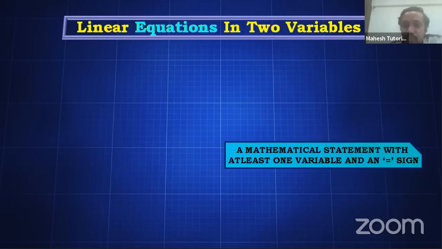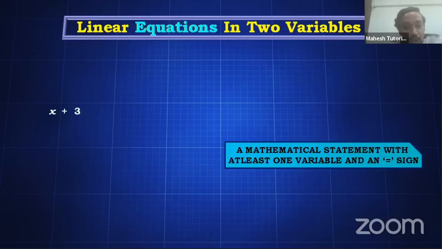Sir, at least one variable means? Students, minimum one variable means कम से कम एक अल्फाबेट होना चाहिए. एग्जैक्टली एक है चलेगा, एक से ज्यादा है चलेगा, लेकिन एक से कम नहीं चलेगा. तो there has to be at least one variable and an equal to sign. Let us consider few examples.